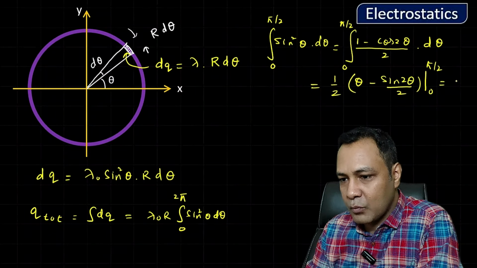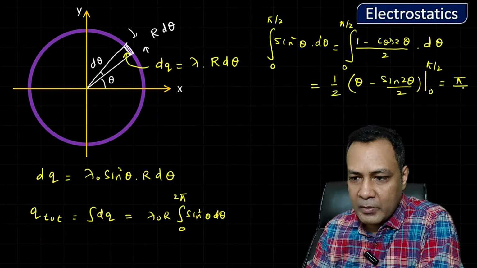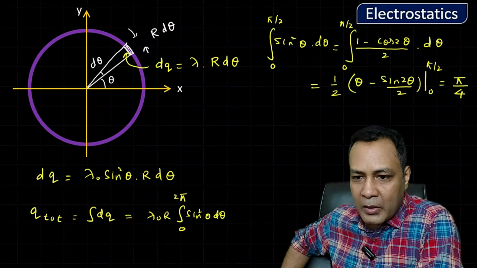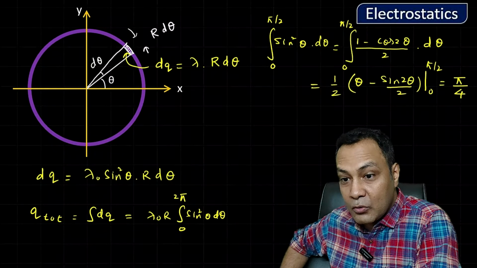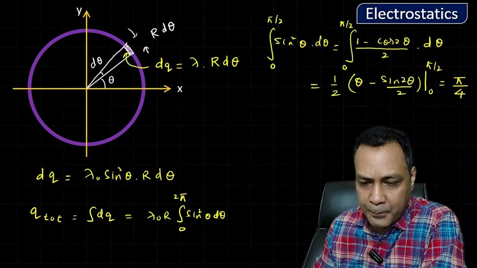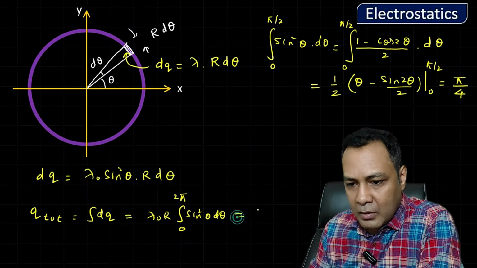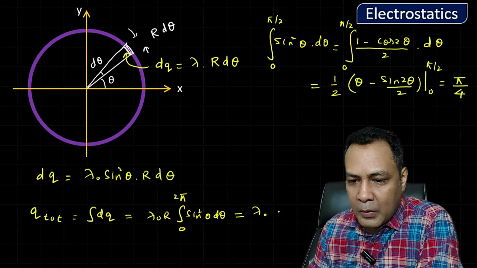So that is a very important integral for physics. It comes so many times, so just remember directly. Next time if it comes, I'll use it directly. That is pi by 4. So 0 to pi by 2, the answer is pi by 4. So for 0 to 2 pi, that will be 4 times of that. So that will be just pi. So this is lambda naught pi r.